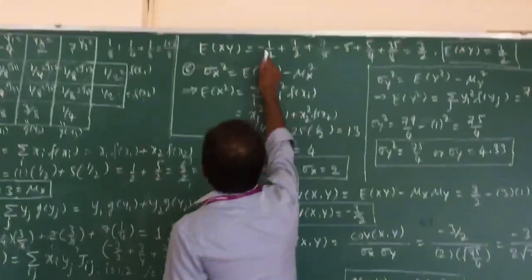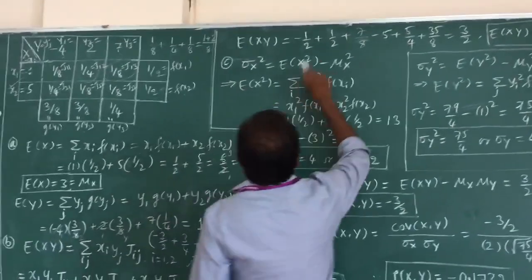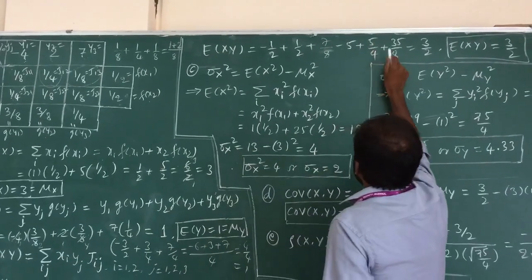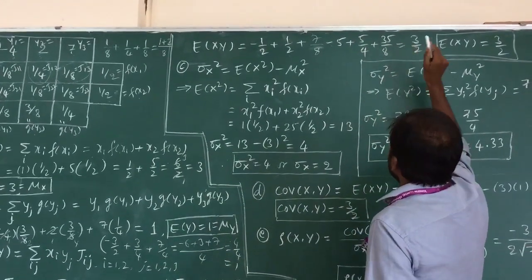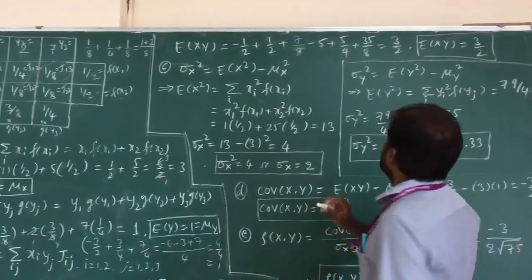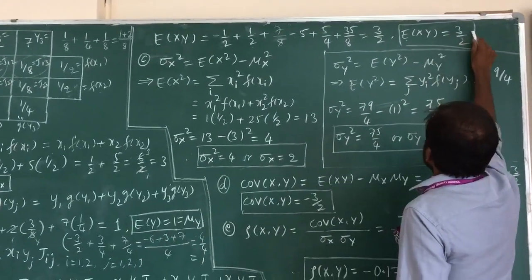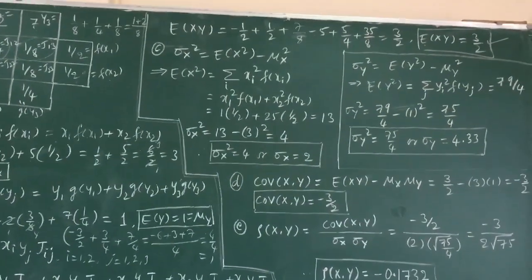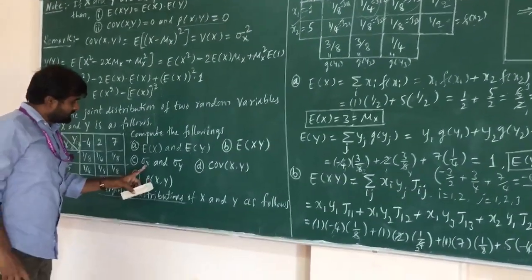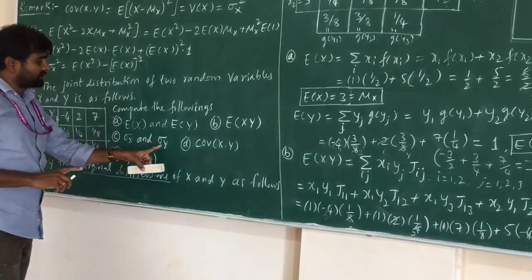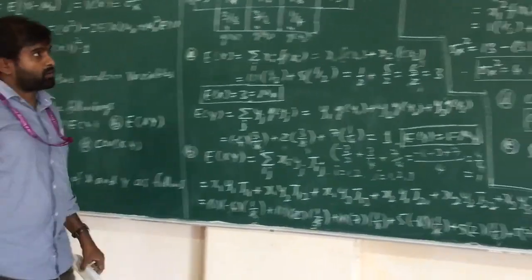Minus 1 by 2 plus 1 by 2 plus 7 by 8 minus 5 plus 5 by 4 plus 35 by 8 equal to, after adding these you get 3 by 2. Expectation of xy is 3 by 2, right? Then next one is to find the standard deviation of random variable x and the standard deviation of random variable y.